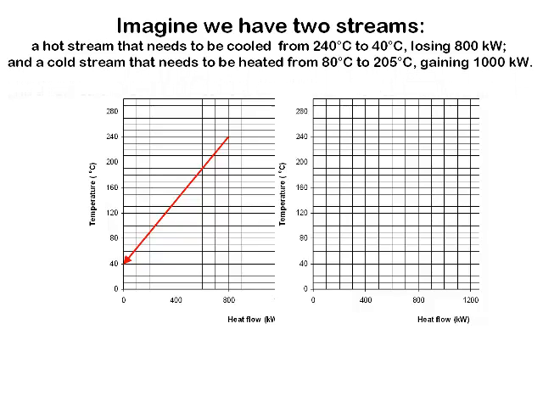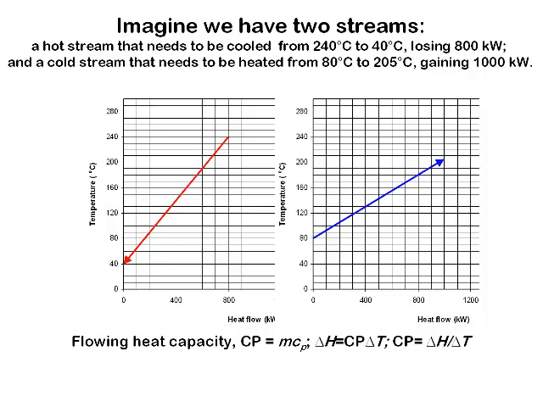And meanwhile, we also have a cold stream. This one is initially at 80 degrees C. We want to heat it up to 205 degrees C. To do that, we're going to have to supply 1,000 kilowatts of heat. And so let's plot that on our graph. There it is, starting at 80 degrees, ending up at 205, and picking up 1,000 kilowatts of heat in the process.